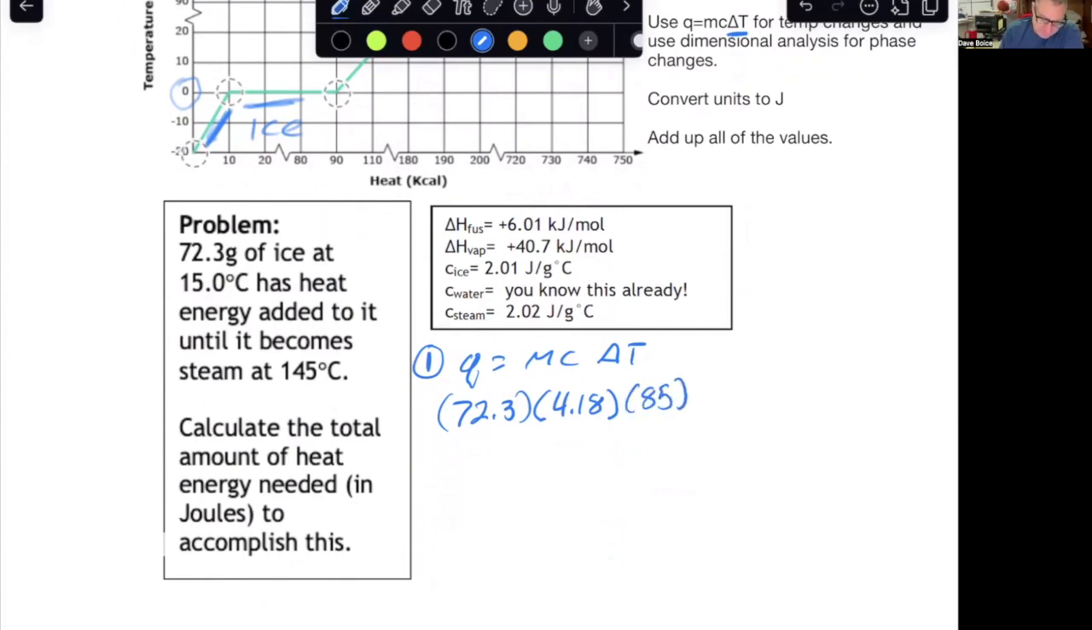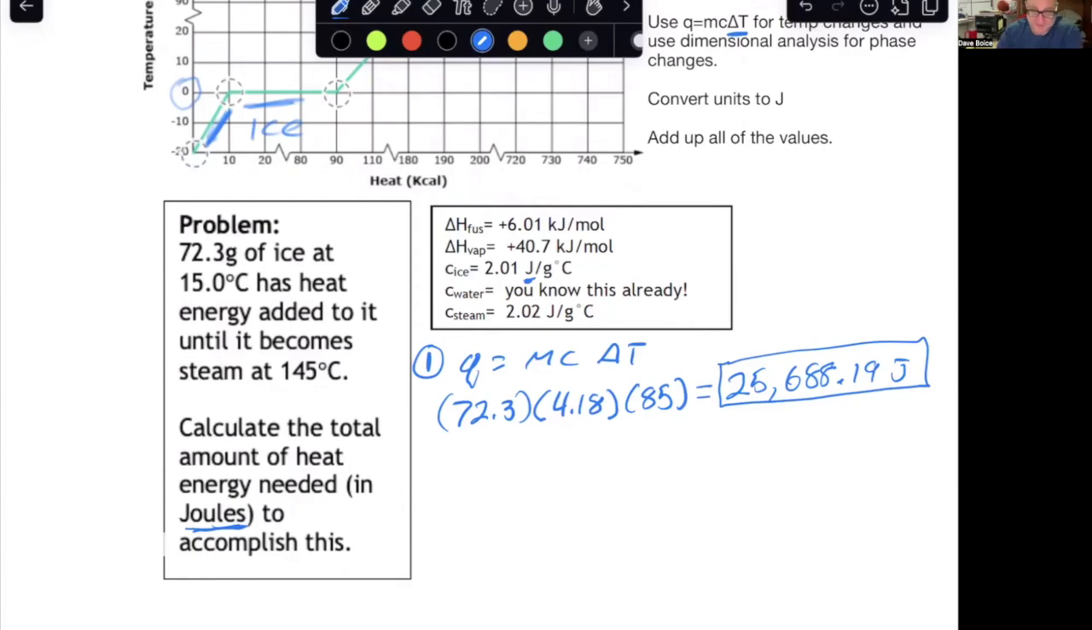Okay, and very important, pay attention that C is in joules. And the answer we want is also in joules. So this is going to be good. We can just keep the answer the way it is. And so in a calculator, I'm going to do 72.3 times 4.18 times 85. And that's going to come out to 25,688.19 joules. So this gets us from 15 degrees to 100 degrees.